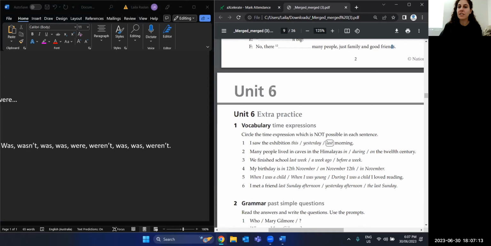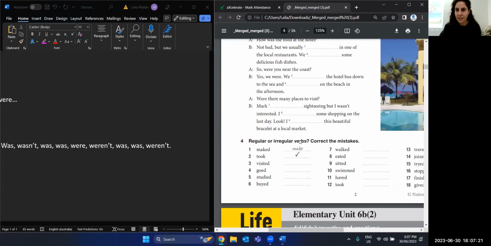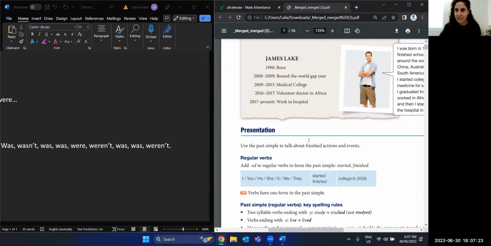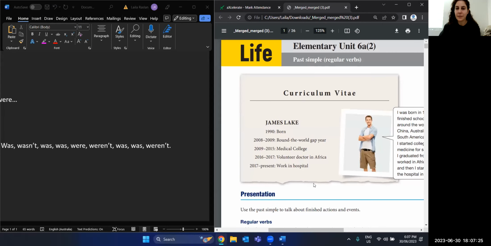Which page do you have? This one? Which is the next one? Let me go back because this was in a different order. I think this page. Okay, so CV, you can call it a curriculum vitae or CV or resume.